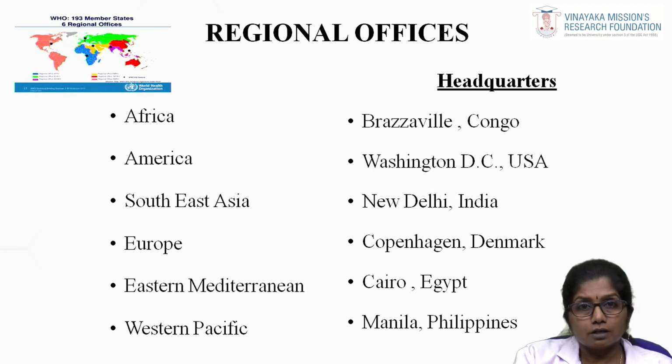The regional offices are an integral part of WHO, which plays an important role in implementing the policies and programs of the WHO. It is headed by the regional director and assisted by members of the secretariat. The regional directors are appointed from the corresponding regional offices. For the region of Southeast Asia, we have the headquarters in New Delhi.